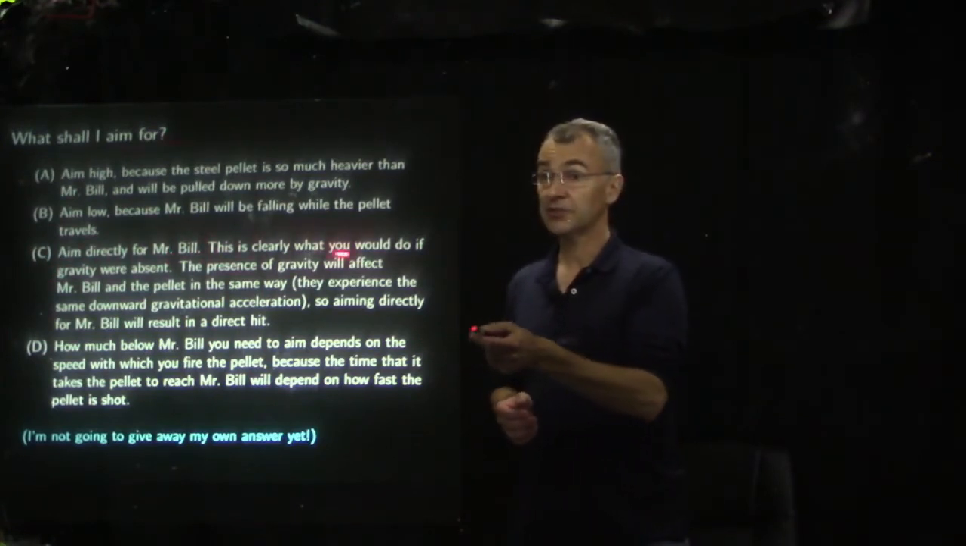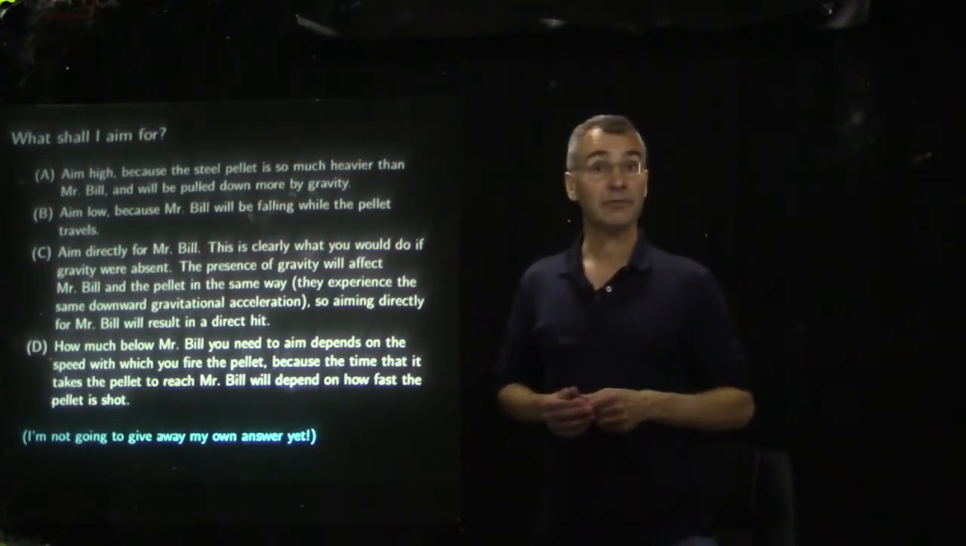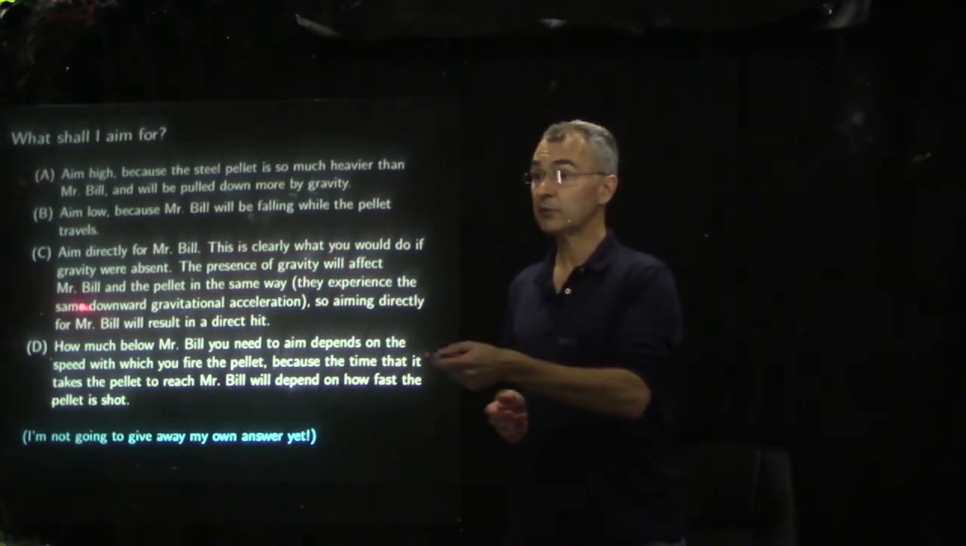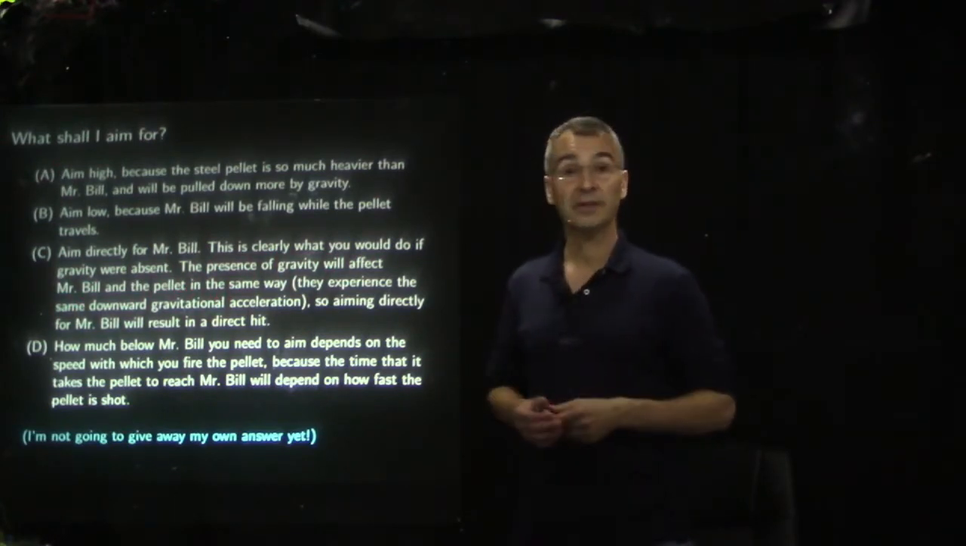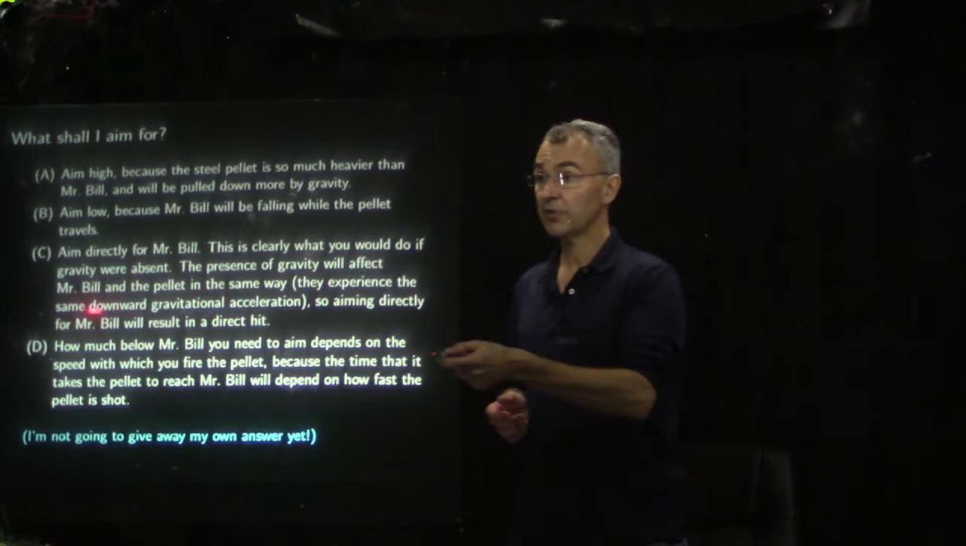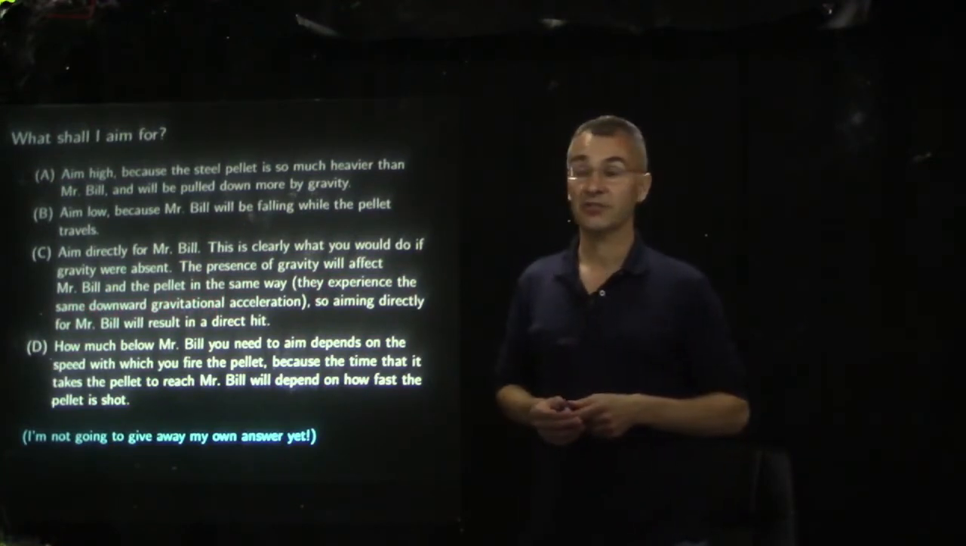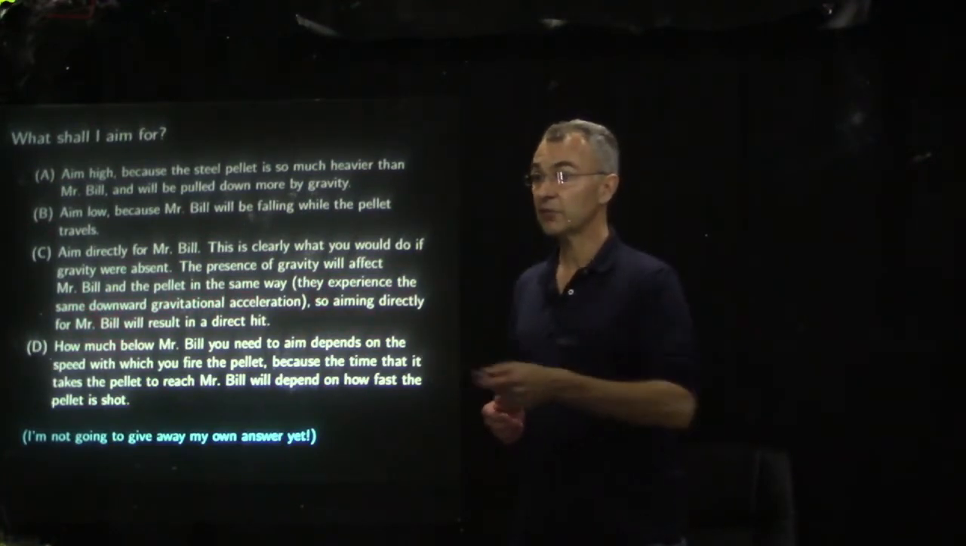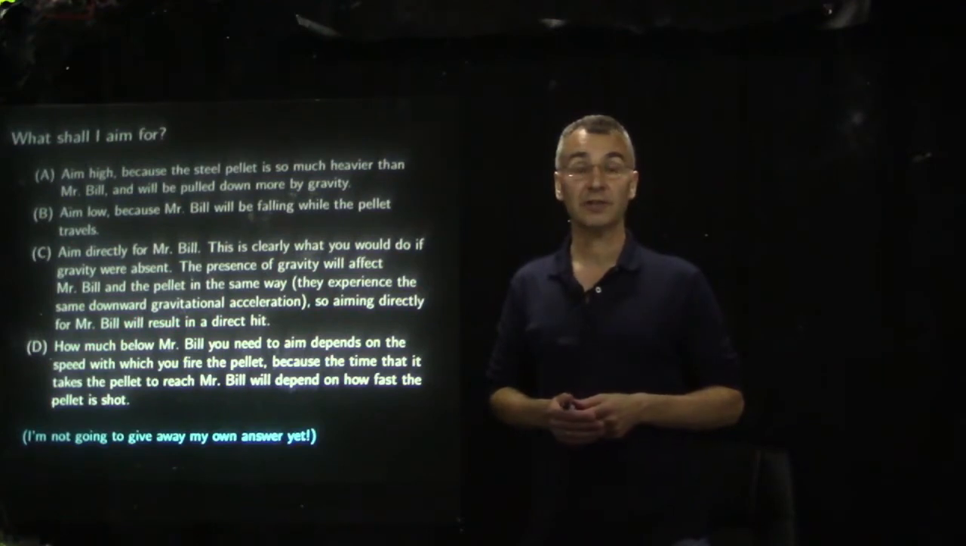Aim directly for Mr. Bill. This is clearly what you would do if gravity were absent. The presence of gravity will affect Mr. Bill and the pellet in the same way. They both experience the same downward gravitational acceleration. So aiming directly for Mr. Bill will result in a direct hit.